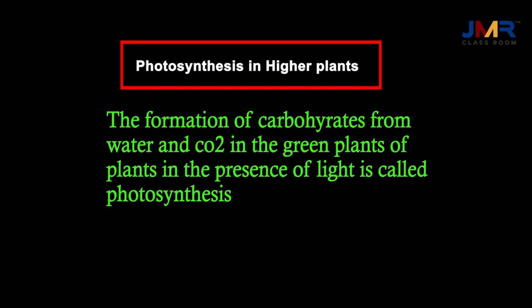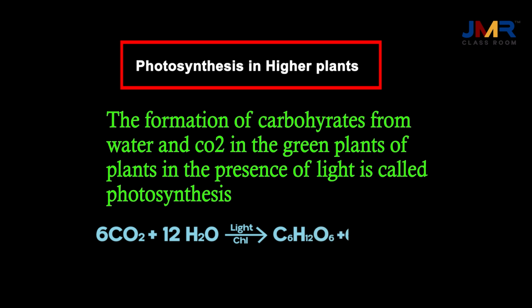If you see the overall equation of photosynthesis, 6CO2 plus 12H2O gives rise to C6H12O6 plus 6H2O plus 6O2. Here, the main requirements are carbon dioxide, water, light, and chlorophyll. These are the main requirements. Products are carbohydrates, water, and oxygen. This is the overall equation of photosynthesis.